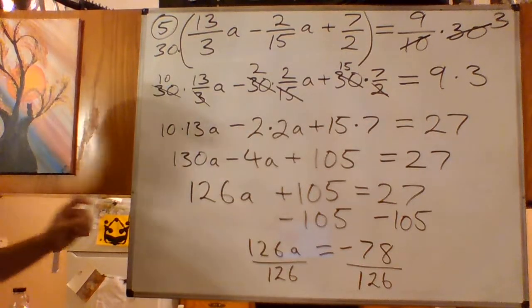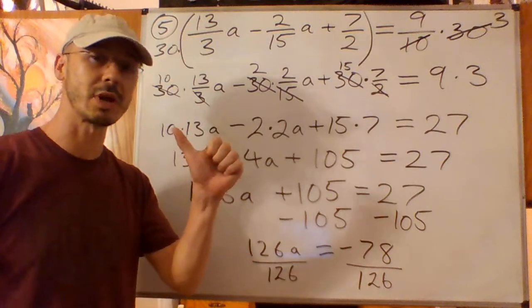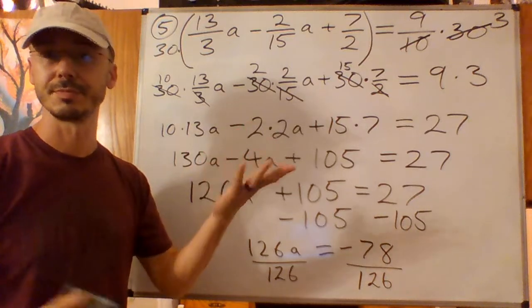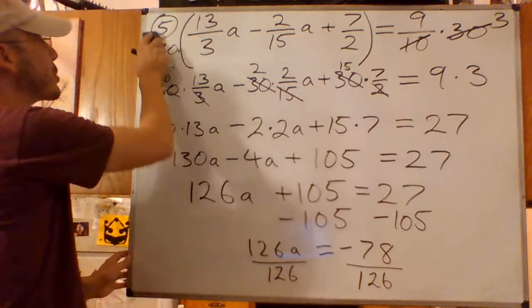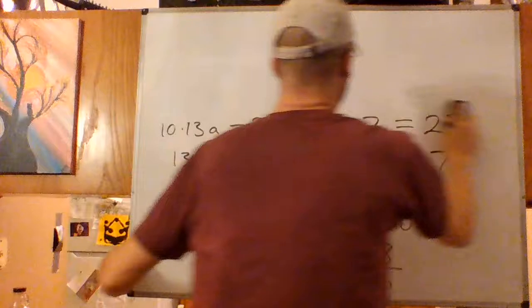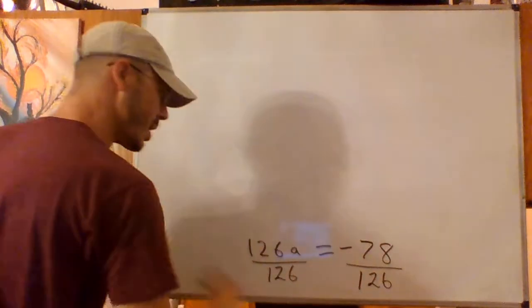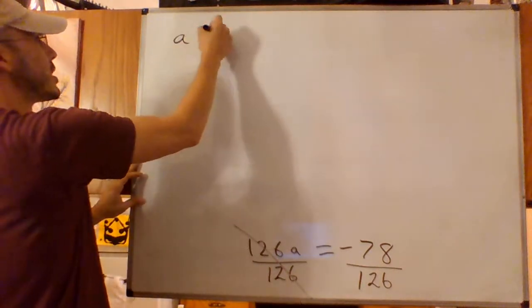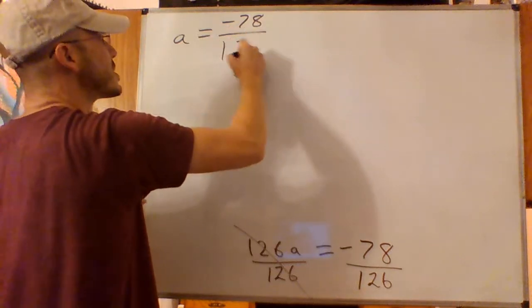Bring that back up to the top because I am going to simplify this fraction. Sometimes Hawks is flexible. It will let you put the fraction, decimal, integer if that's the case, but it'll give you a choice. I'm going to find the simplified fraction. That brought me down to the 126's cancel. I just have a equals negative 78 over 126.